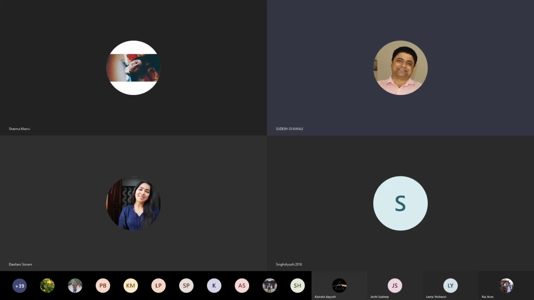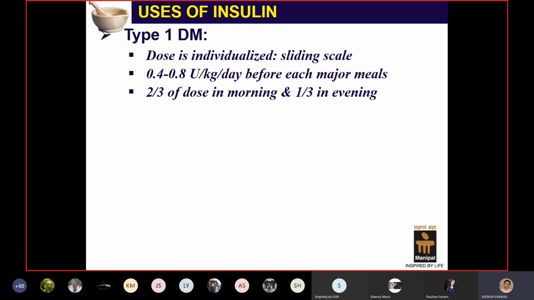While using the insulin, the patient has to be hospitalized and the blood glucose is monitored every 4 to 6 hourly. And as per their reading, we inject the drug. Okay, that is what is sliding scale.